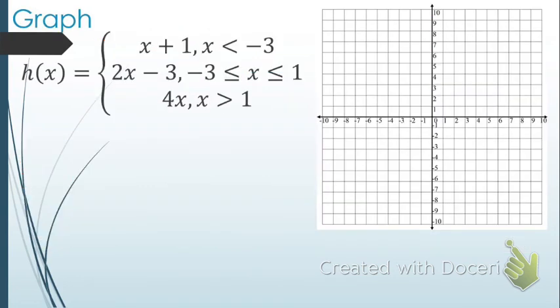Okay, so let's do one more, and this one has 3. So this is the piece of the domain. This part that I have highlighted in yellow is just telling me the x values that I have to use on the table.